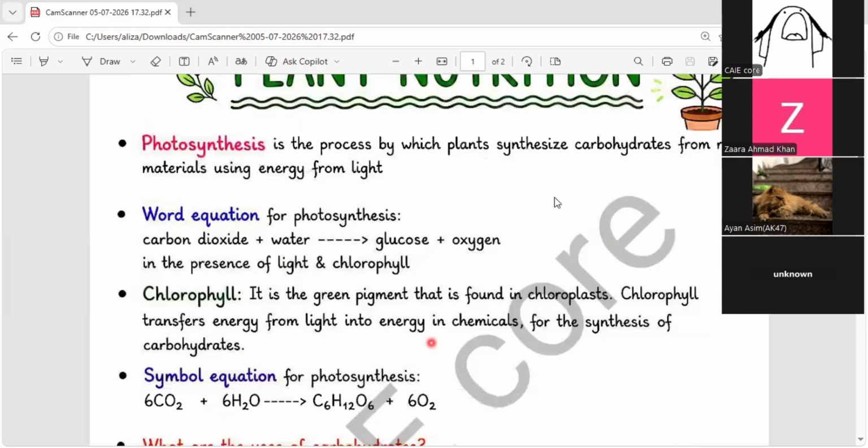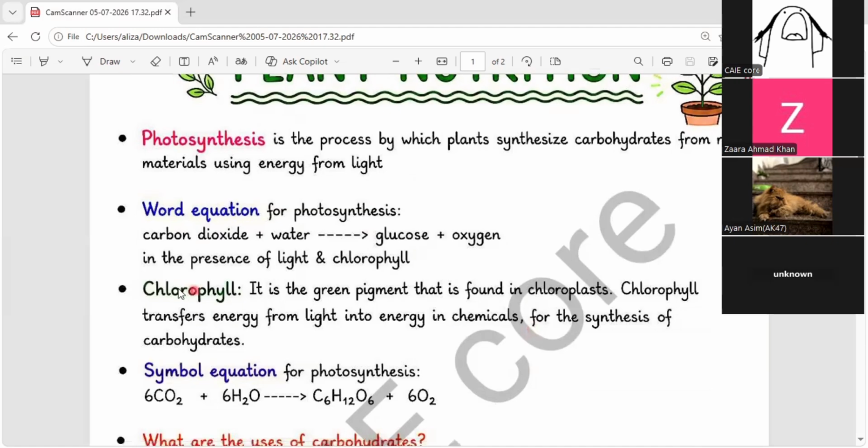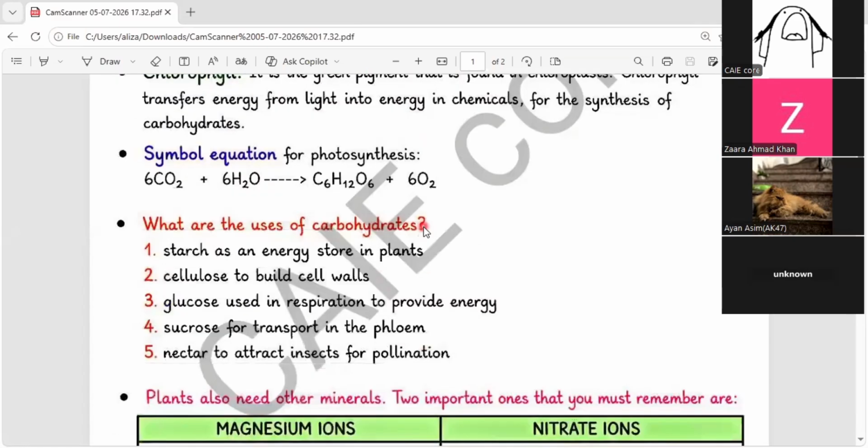What is photosynthesis? What are the reactants? What are the products? What is chlorophyll actually, and what is its job? Make sure you learn this chlorophyll part and the photosynthesis. In fact, every word mentioned in these notes is very important, and these notes will be shared on the group. Now let's move on further.